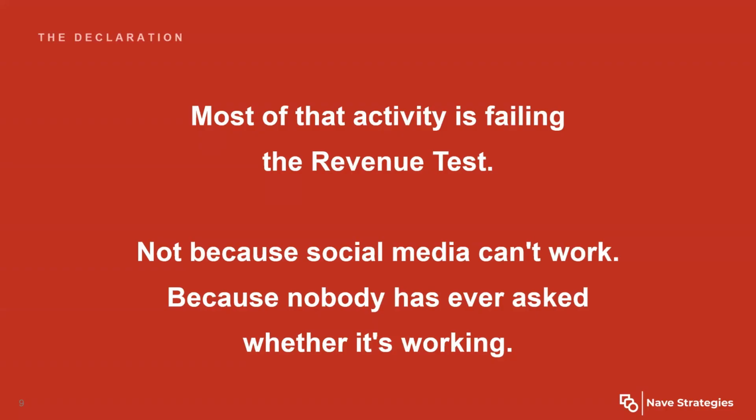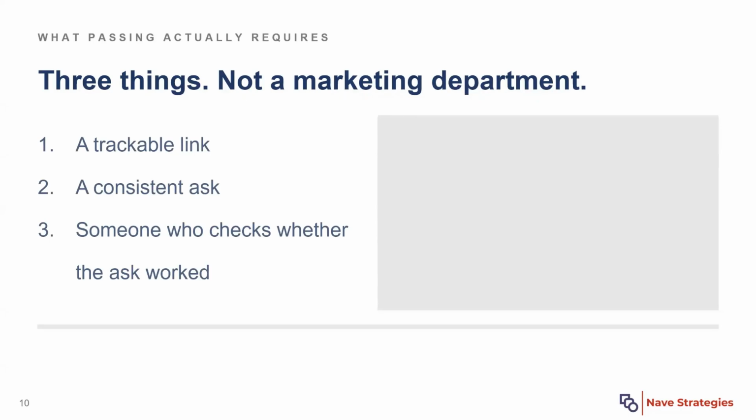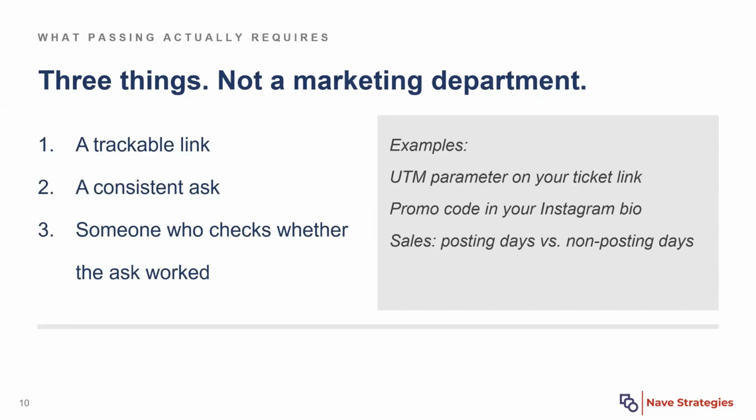Here's what passing the revenue test actually requires. It does not require perfect attribution software or a data analyst. It requires 3 things: a trackable link, a consistent ask, and someone who checks whether the ask worked. That's it. So a UTM parameter on your ticket link, a promo code in your Insta bio, a comparison of sales volume on days you posted versus days you didn't. None of that requires a marketing department. It does, however, require intention.